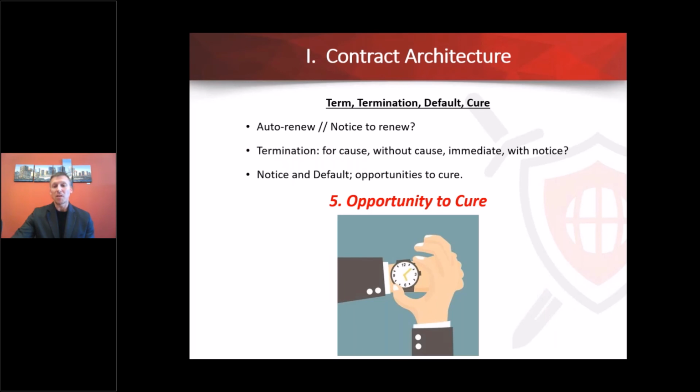All right, moving on, the final of the 5 pieces of contract architecture. I put these out separately, even though sometimes you find them in other areas of the contract. They are your term, termination, default, and cure. Term is the length of the contract. How long does it run from the effective date?